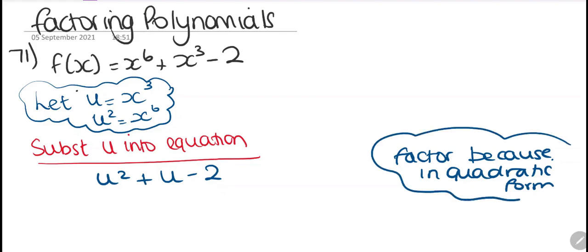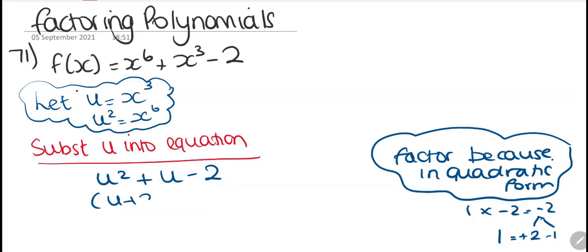Okay, so let's look at factoring. This one's going to be quite easy. 1 times minus 2 is minus 2. Factors of minus 2 that add together to make 1. So we know this is going to be a 2 and a 1. It's positive, so it's going to be a plus 2 and a negative 1. So this is going to be u plus 2, and it's going to be u minus 1.